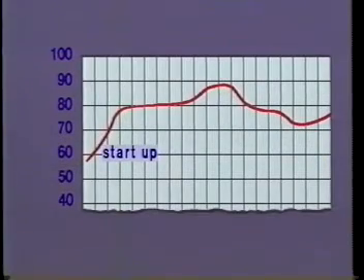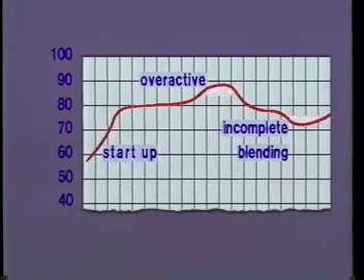If, for some reason, the temperature rose above 85 degrees, one of the ingredients would become overactive and the product would be off-spec. On the other hand, if the batch were allowed to cool below 75 degrees, the blending was incomplete and the product had to be reprocessed or thrown out. In short, good product quality required that the temperature be maintained within plus or minus 5 degrees.